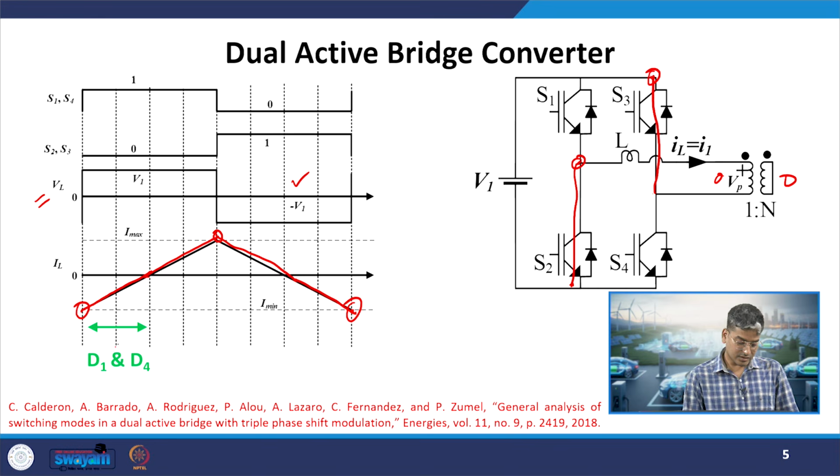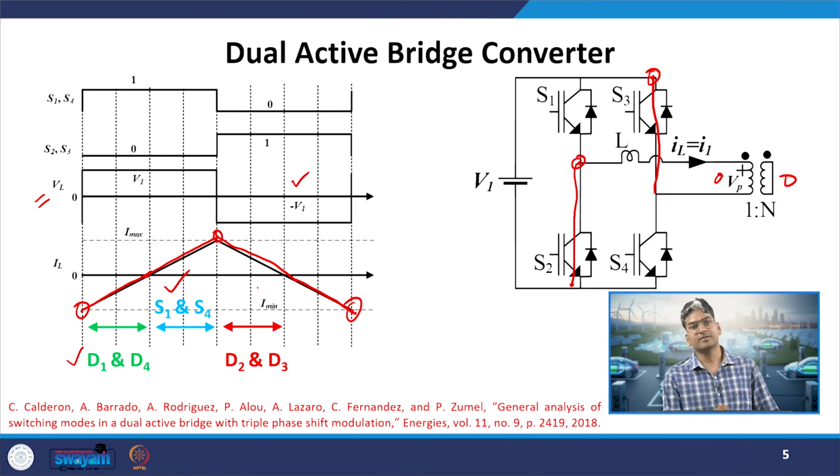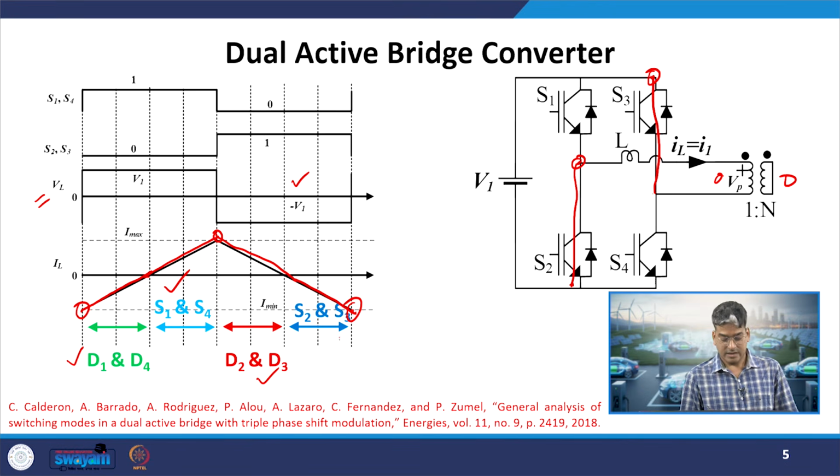Now, let us mark which devices will be conducting in the positive half cycle. If you remember, when the current was negative, it was flowing through the diode. When the current was positive, it was flowing through the switches. That is what is marked over here. In the negative half cycle, when the current was positive, it was flowing through D2 and D3, and it was flowing through S2 and S3 when it was negative. In the negative half cycle, when the current is negative, it flows through the device. In the positive half cycle, when it is positive, it flows through the device, or else the diode should be coming into the path.